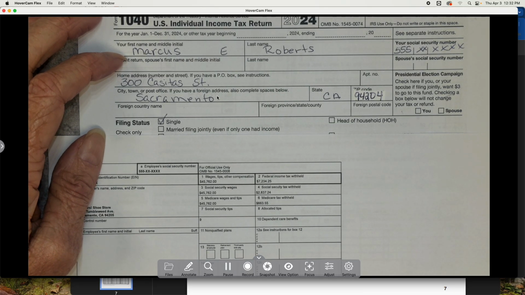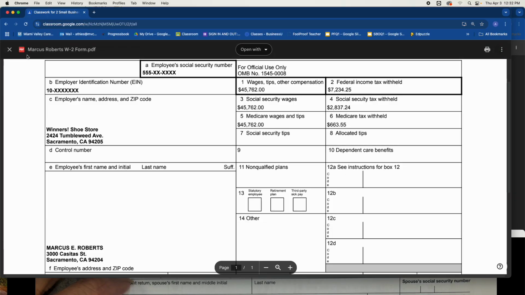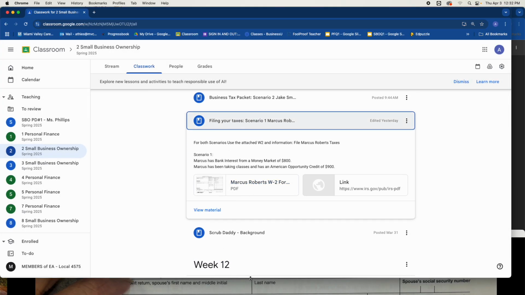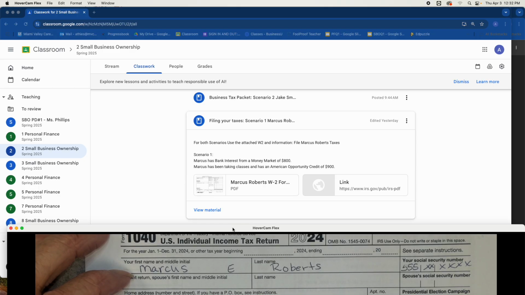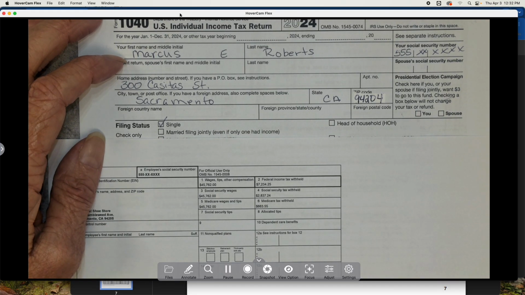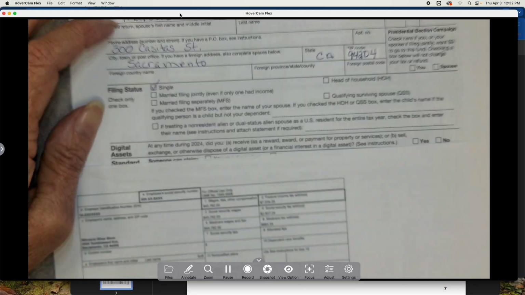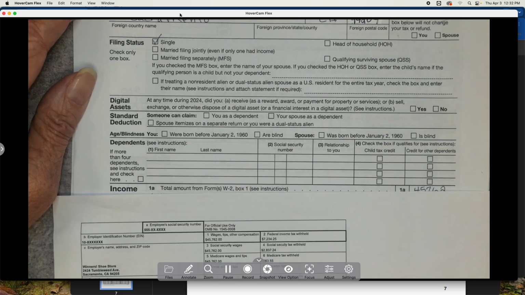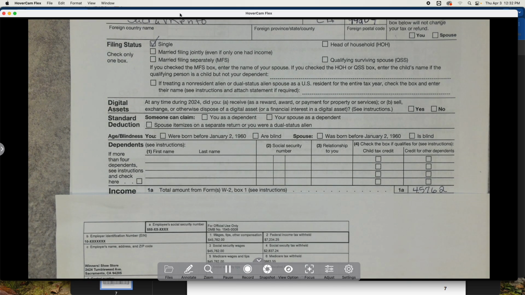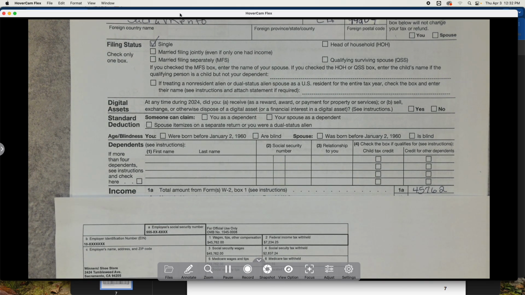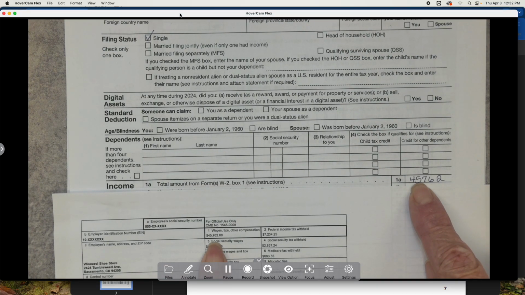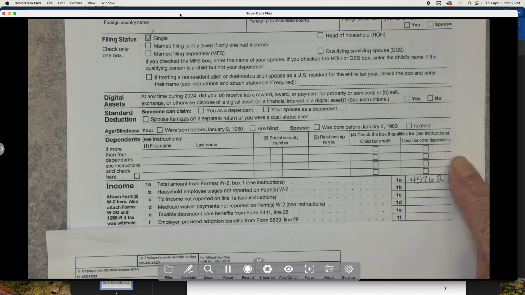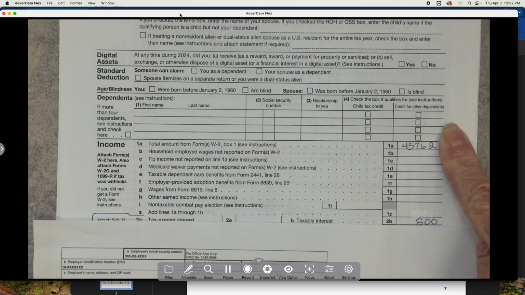So if we go back here and we take a look at our scenario, he is single, and he does have a couple other things that we're going to have to consider. As we scroll down here, first thing is on 1A, we are going to enter in the amount that is in box 1 of his W-2, which is $45,762. You can see it right here. He has no other income until we get down here.